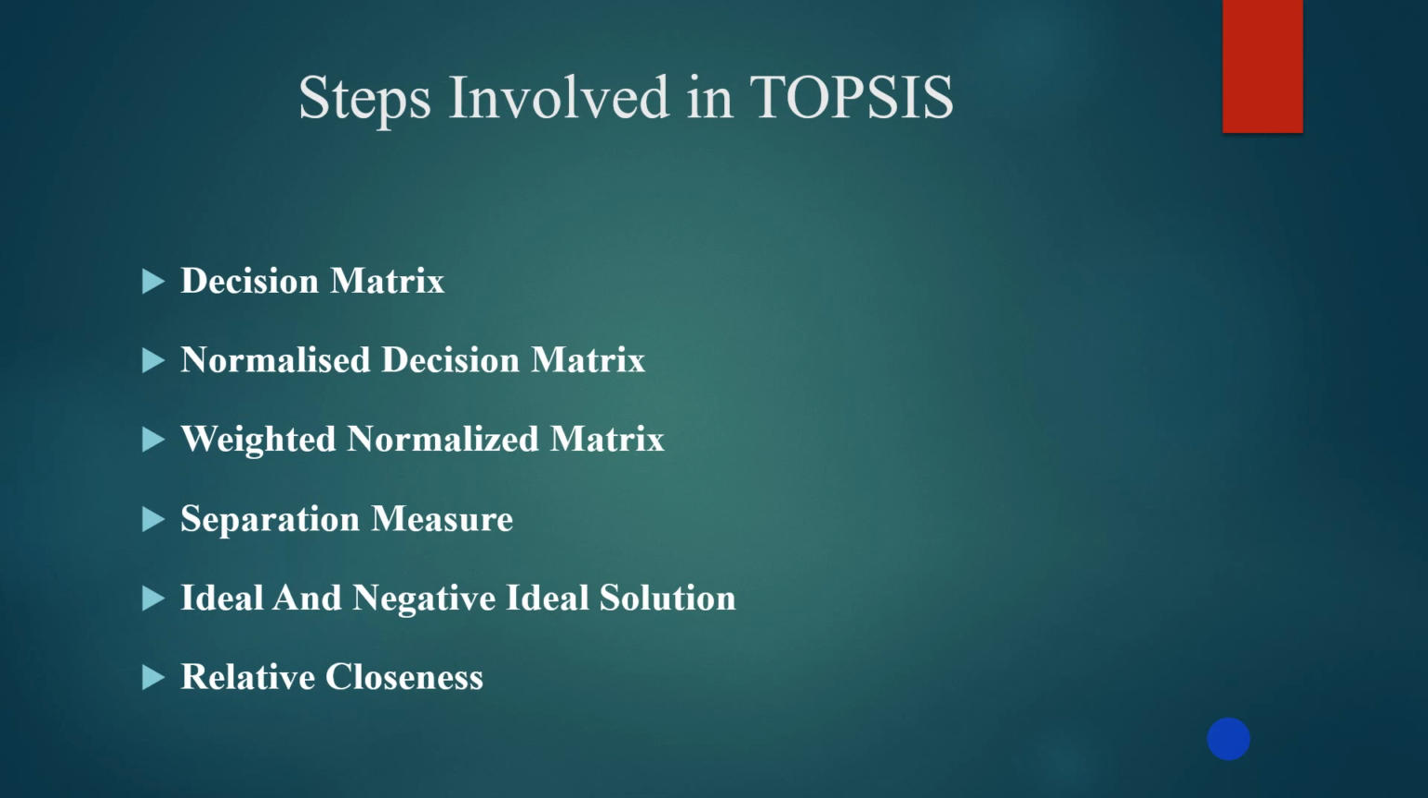First, we have to write the decision matrix. Then we have to identify the normalized decision matrix. Followed by that, we have to allocate weights to the output parameters. With the help of the weights, we have to calculate a weighted normalized matrix. Followed by that, we have to calculate the positive ideal and negative ideal solutions, the separation measure, and the relative closeness value.